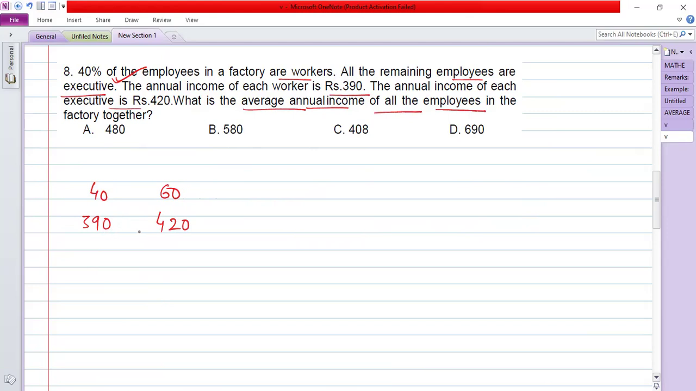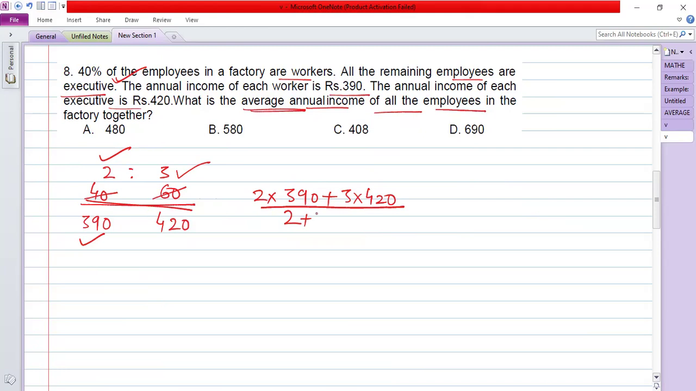Okay. So once again, we have to go by the same formula. For this one, between the numbers 40 and 60, I will have a ratio of 2:3. I can cancel out the factor of 20. So what is the required answer? This average will be nothing but 2 into 390 plus 3 into 420, and divide by 2 plus 3.